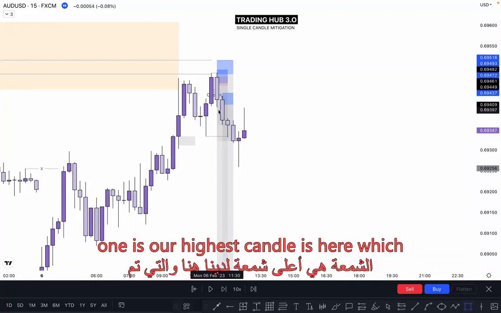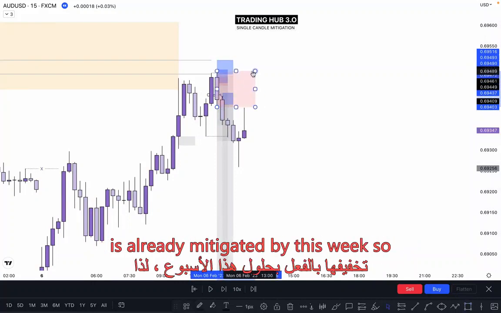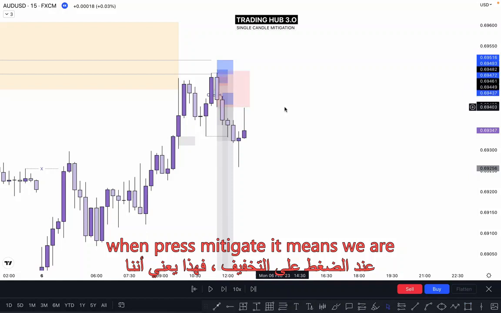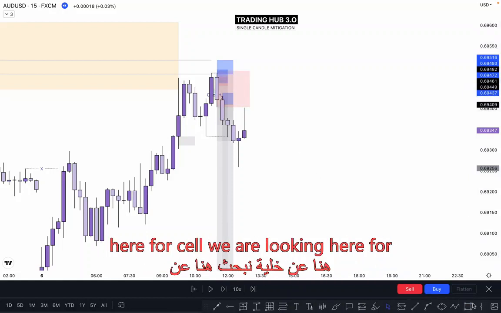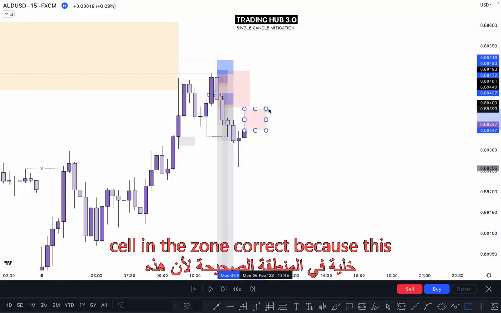This one is our highest candle here, which is already mitigated by this week. So when price mitigates, it means we are willing to sell here. When we are looking here for a sell, we are looking for a sell in this zone, correct?